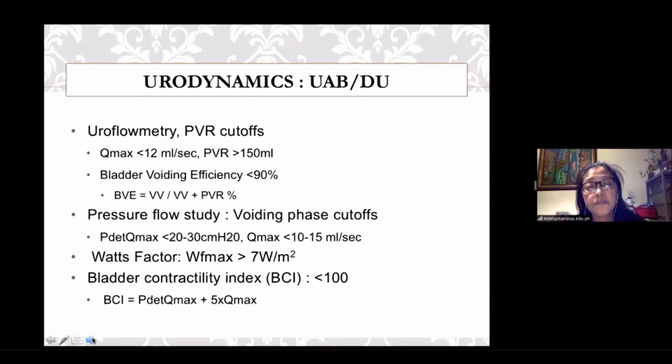Now, when performing a pressure flow study, a combination of a PdetQmax of less than 20, or sometimes they put it at 30 centimeters water, and a low Qmax of less than 10 or 15 mL per second during the voiding phase has been used as a diagnostic criterion for detrusor underactivity. Another index that uses both the PdetQmax and the Qmax is the bladder contractility index, where a value of less than 100 suggests detrusor underactivity.